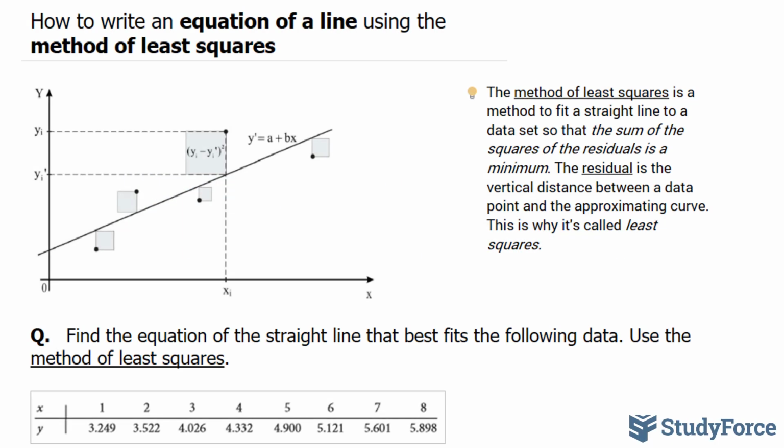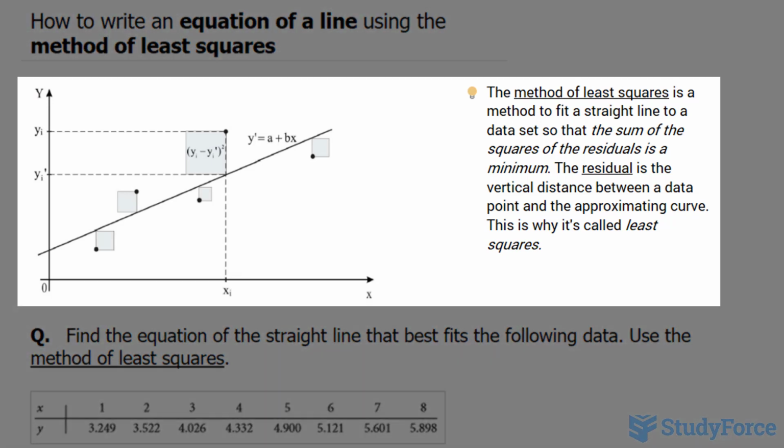In this video, I'll show you how to write an equation of a line using the method of least squares. The method of least squares is a method to fit a straight line to a data set so that the sum of the squares of the residuals is a minimum.